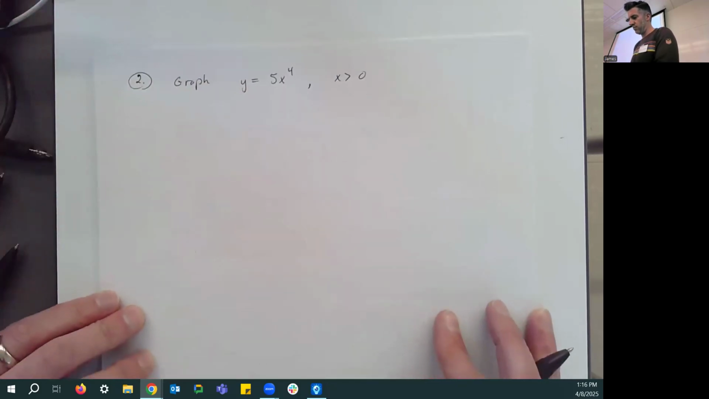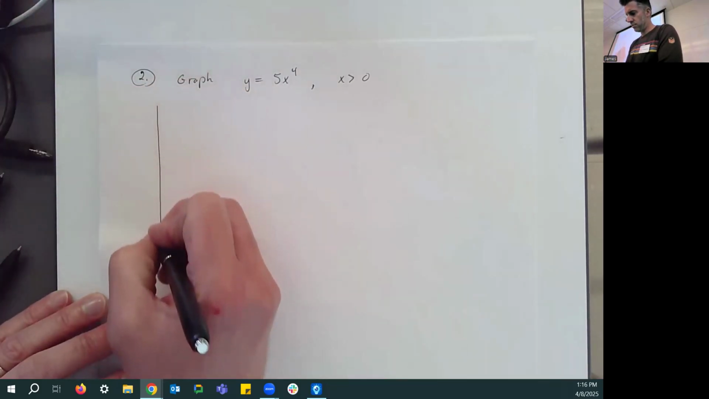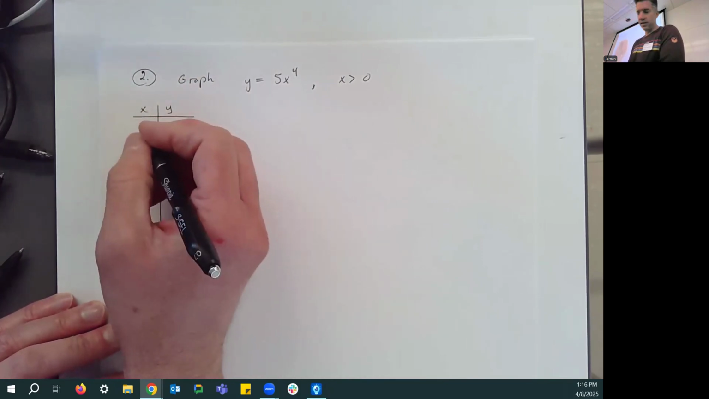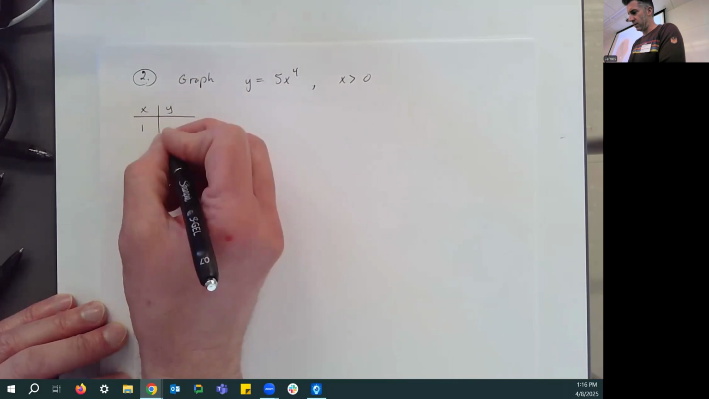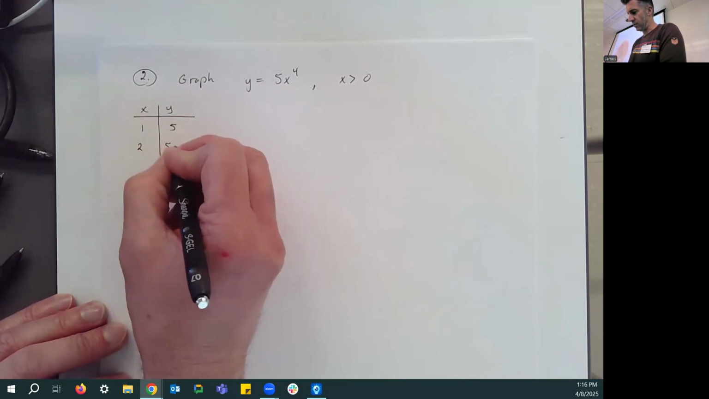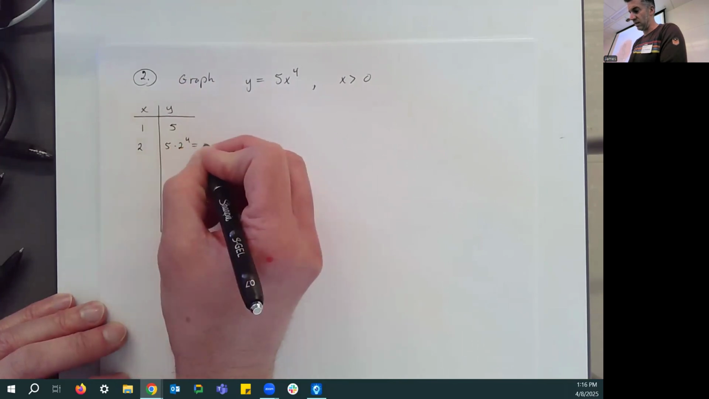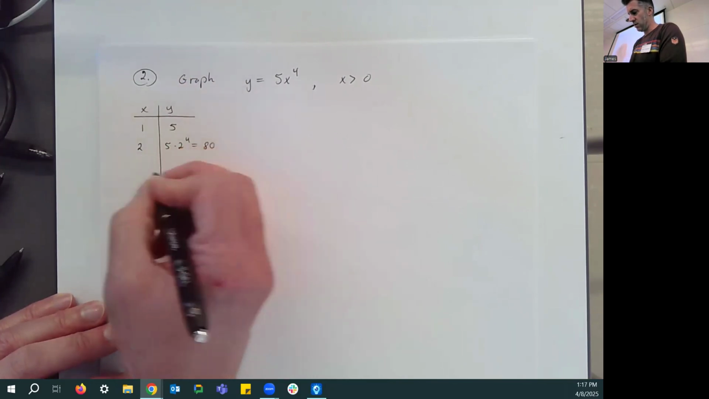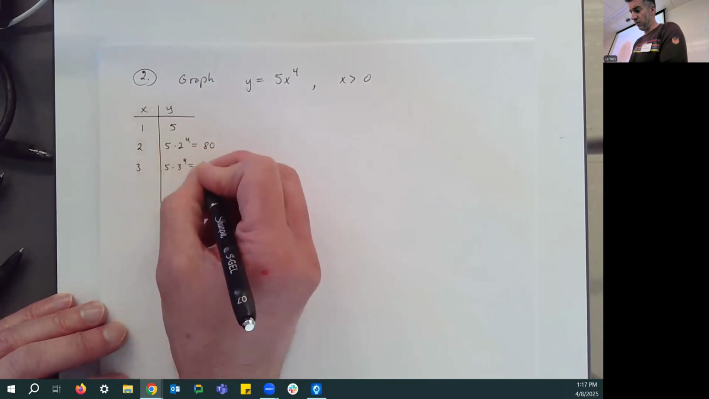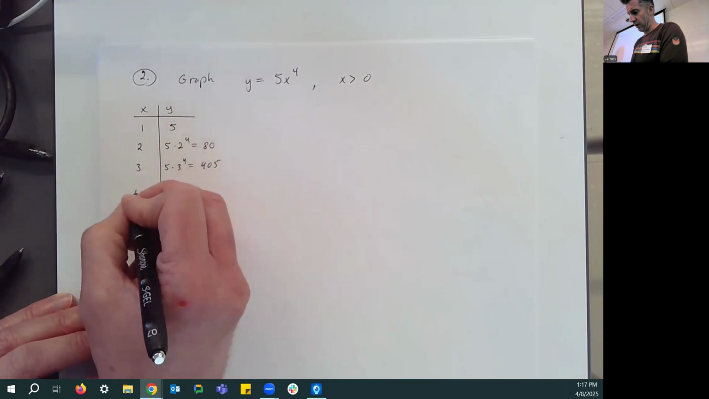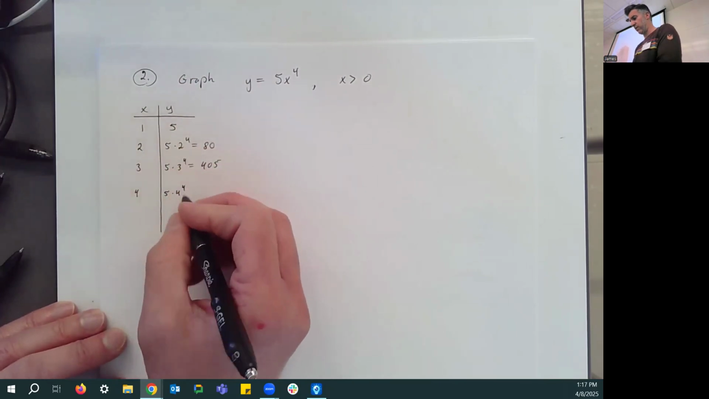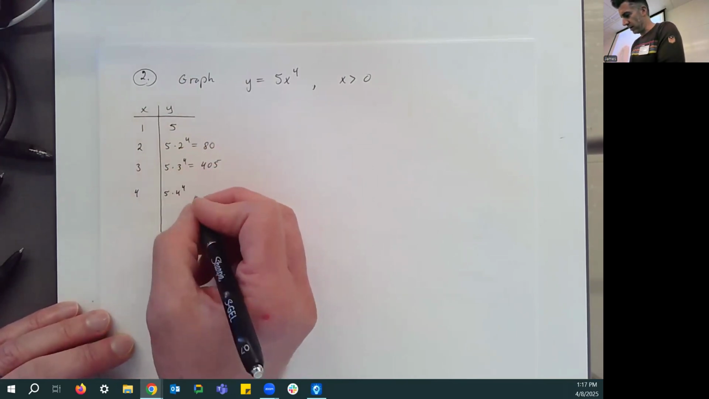Again, we'll make a table. So if x is 1, y is going to be 5 times 1. If x is 2, y is going to be 5 times 2 to the fourth, which is 16. So 5 times 16 is 80. If x is 3, 5 times 3 to the fourth, which is 405. Things are getting out of hand rapidly. What is 5 times 4 to the fourth? It's big. It's 1,280.